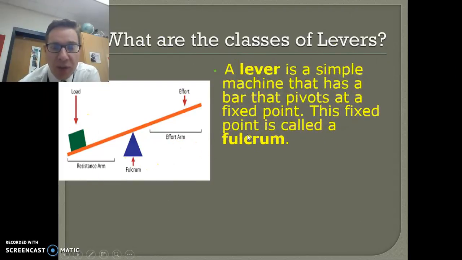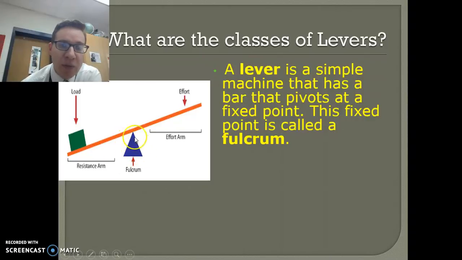And we need to understand what a lever is. A lever is a simple machine that has a bar that pivots at a fixed point. And that fixed point is called the fulcrum. So if you ever went to the playground and you had the seesaw or the teeter-totter, this is basically what a lever is.